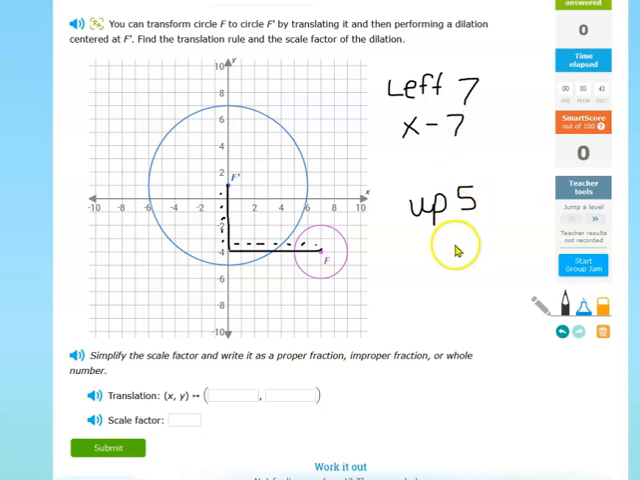Okay, and then very similarly, your up and down direction is the Y direction. When we go up, that's a plus. When we go down, that's a minus. All right, so this is our directions right here. X minus 7 and Y plus 5. So we're going to put those into the box. X minus 7 and Y plus 5. I don't know if capitals matter, but I'm going to put them as lowercase.